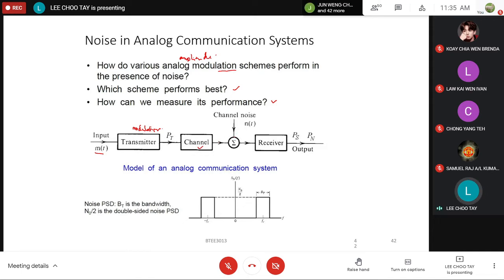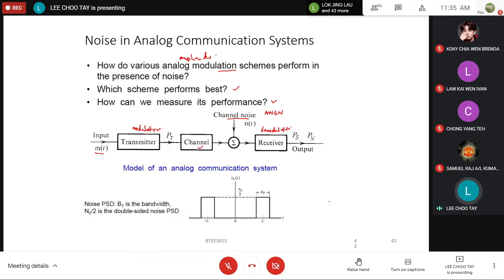As I mentioned before, in this course we consider the most common type of noise in transmission systems, which is additive white Gaussian noise. Additive means the noise will be added to our signal. And at the receiver, basically we have to perform demodulation to actually recover our signal.